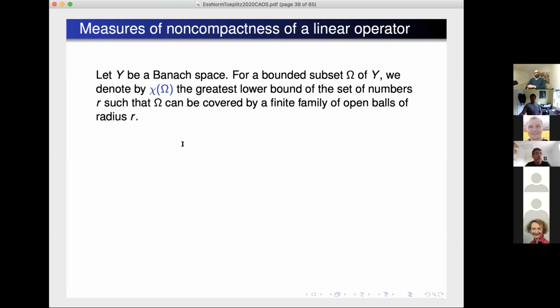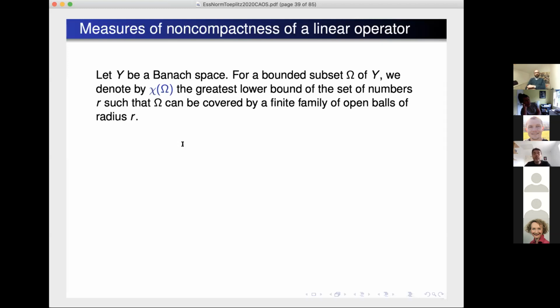So we know that a set is relatively compact, or has compact closure, if and only if, for any epsilon, it can be covered by a finite set of open balls of radius epsilon. For any epsilon, you can find an epsilon net. So this is an equivalent definition of compactness in metric spaces, relative compactness, right?